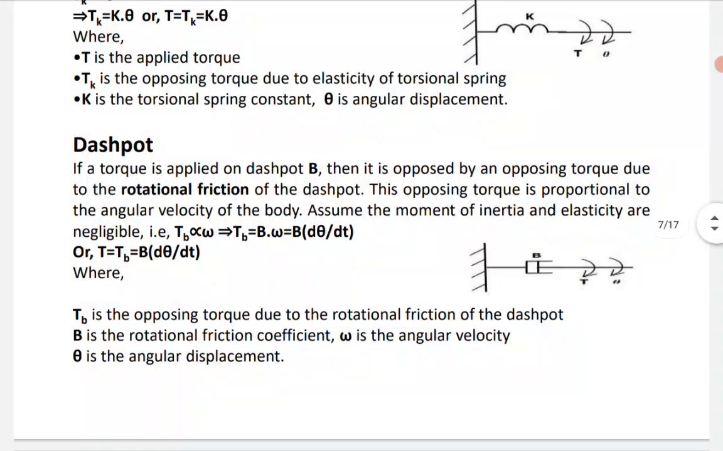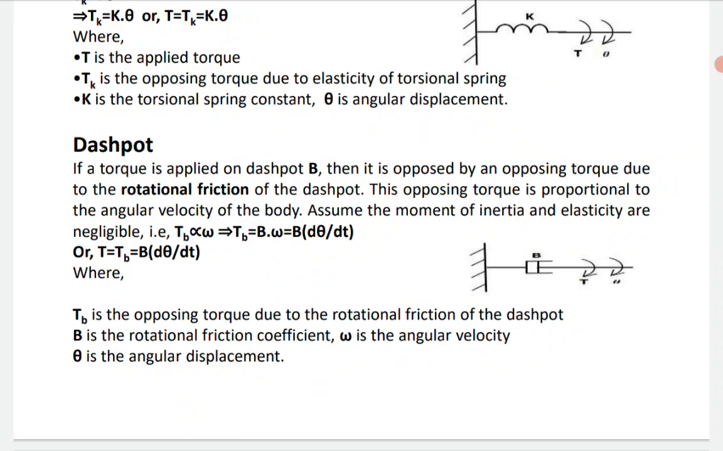Now, dashpot. If a torque is applied on dashpot B, then it is opposed by an opposing torque due to the rotational friction of the dashpot. This opposing torque is proportional to the angular velocity of the body. Assume that the moment of inertia and elasticity are negligible. That's why we can rewrite T suffix B as directly proportional to the angular velocity omega. So T suffix B is equal to B into omega, where omega is the rate of change of angular displacement with respect to time, that is T suffix B is equal to B into d theta by dt, or B into theta dot.